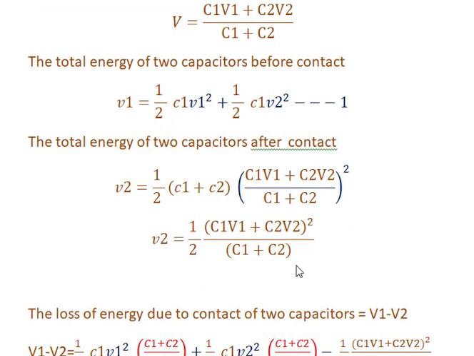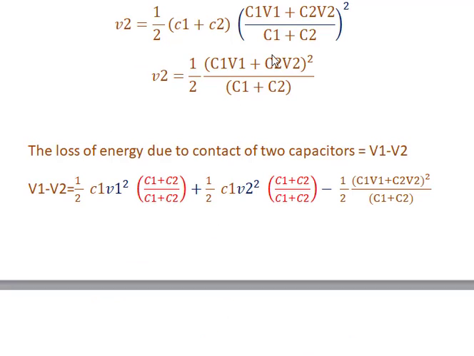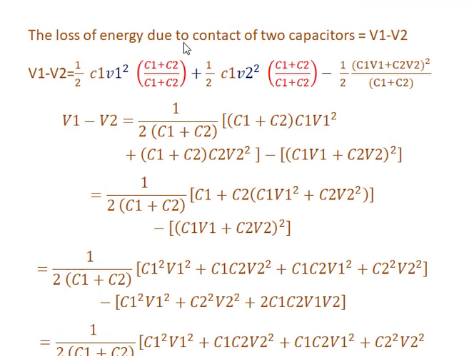On simplifying, we have C1 plus C2, and this one gets cancelled. So the loss of energy due to contact of two capacitors is U1 minus U2. U1 is before contact and U2 is after contact, so we are subtracting these two. We have 1 by 2 (C1 plus C2) into (C1 plus C2)(C1 V1 square) plus (C1 plus C2)(C2 V2 square) minus this value.